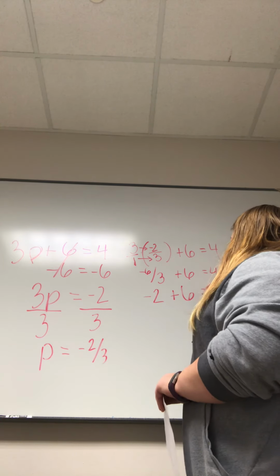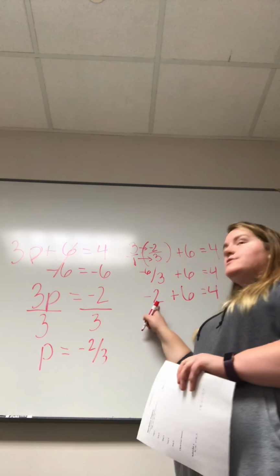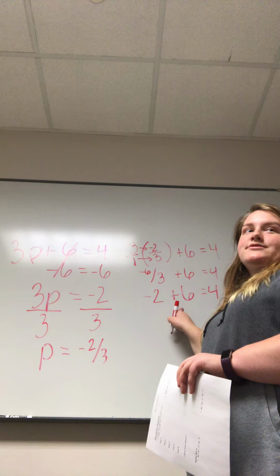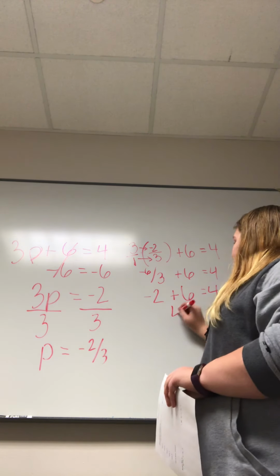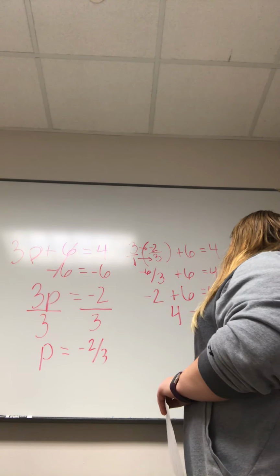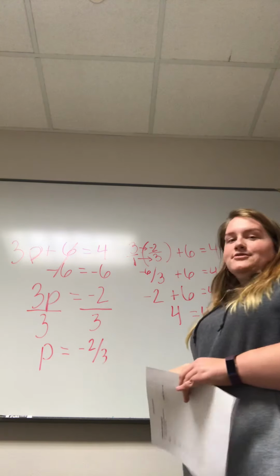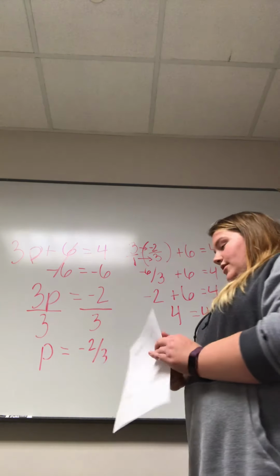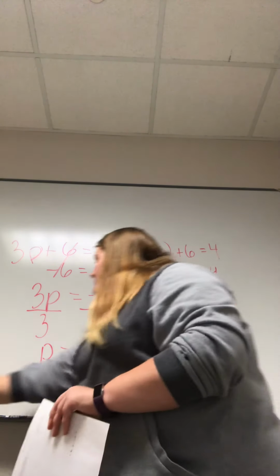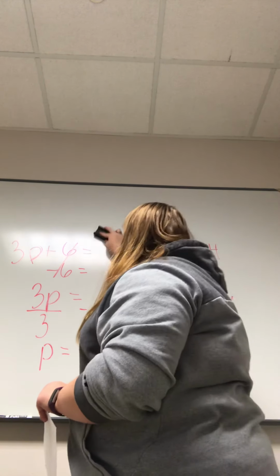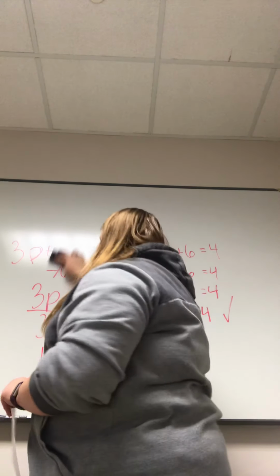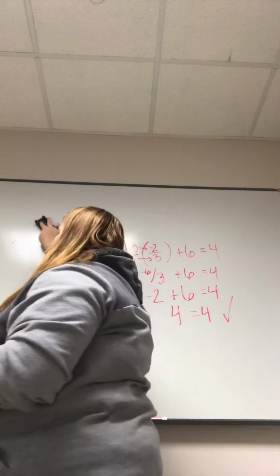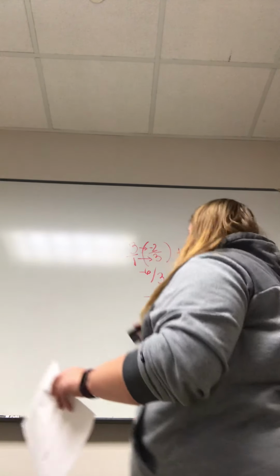And we have plus 6 equals 4. And negative 2 plus 6 is equal to 4. So 4 equals 4. So that's how we can check our answer. Now there's another problem on your worksheet that I want you to start working on now by yourself, to the right of the last problem.